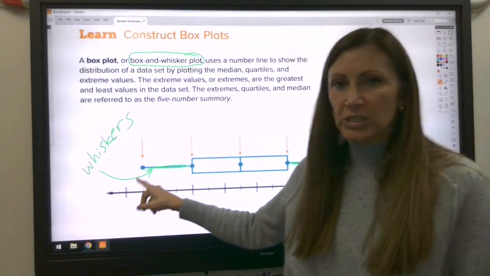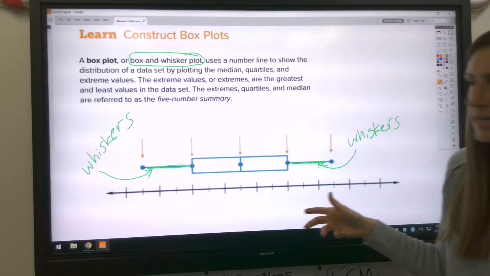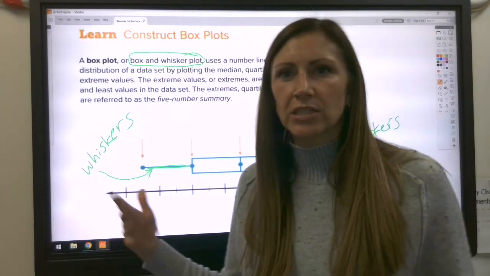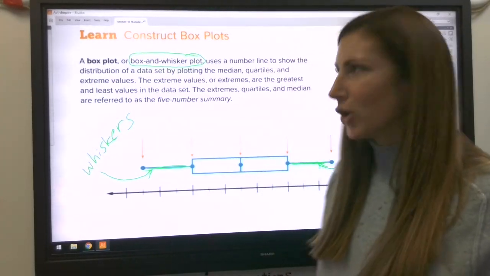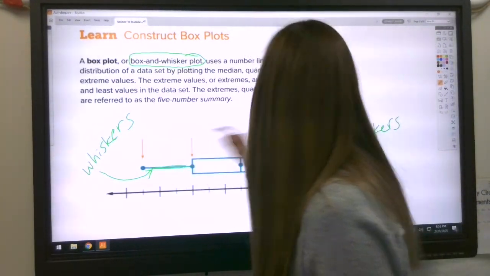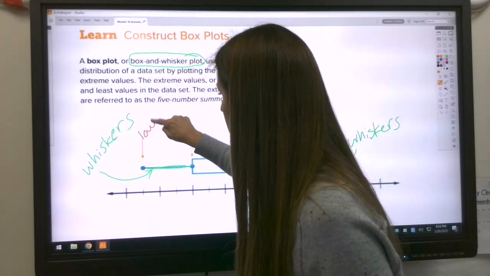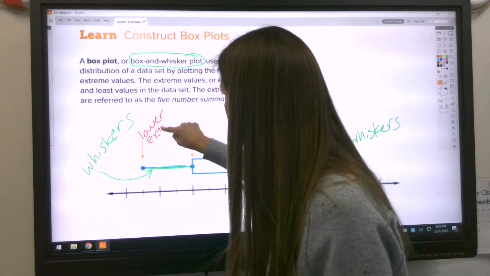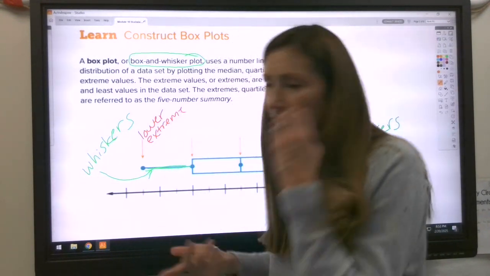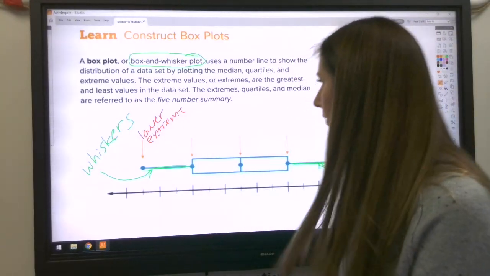So this would be your smallest, and they call this, it's interesting. You would think it's the smallest, it's the greatest, but it's not. They call it the lower extreme. So this right here, let me get a different color, is the lower extreme. Yeah, it's still least, it's still the smallest. Just a new word to add to it, right?